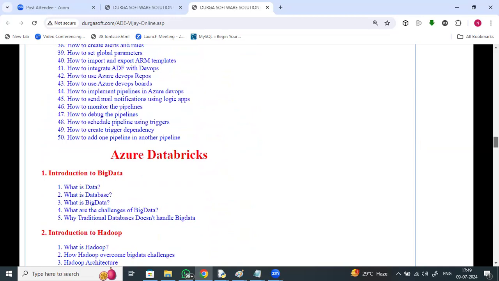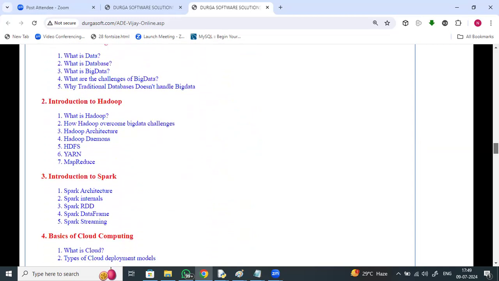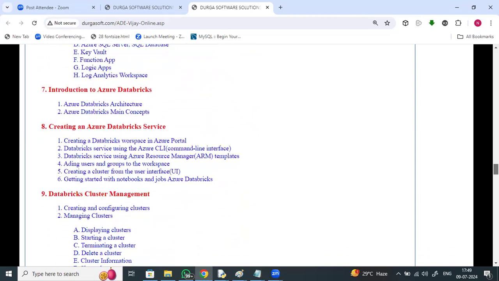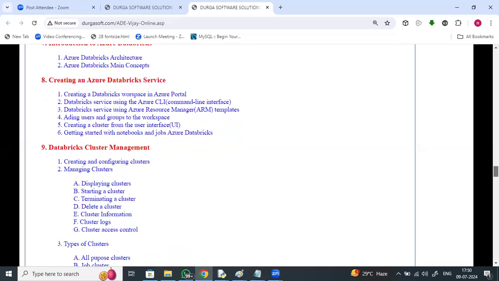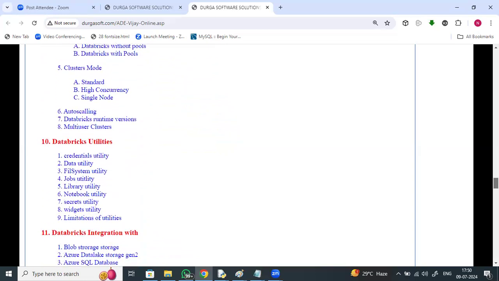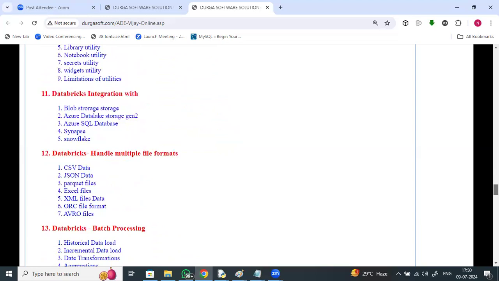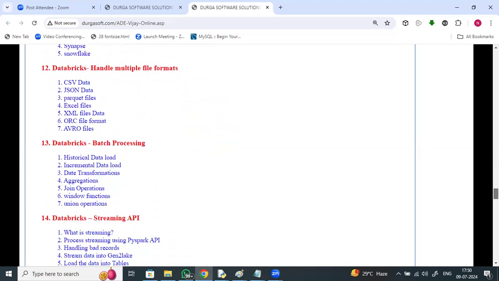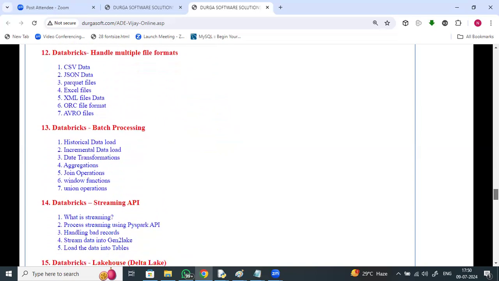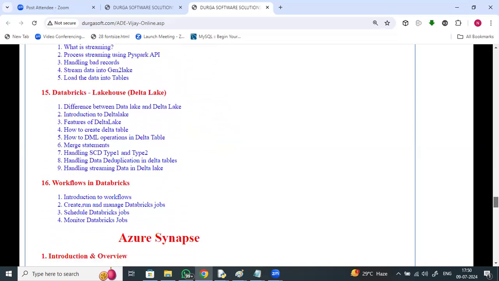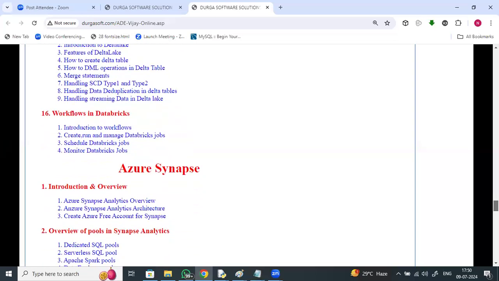And as we come to Databricks, right? Some knowledge on Hadoop, big data, Spark, cloud computing, right? Coming to Azure Databricks: cluster management, types of cluster, Databricks pools, cluster mode, Databricks utilities, Databricks integration with Blob storage, Azure Data Lake Gen 2, Azure SQL database, Synapse, Snowflake, working with different file formats, CSV, JSON, Parquet, Excel, XML, ORC, Avro, Databricks batch processing, streaming, Delta Lake, Databricks Lakehouse, workflows in Databricks.